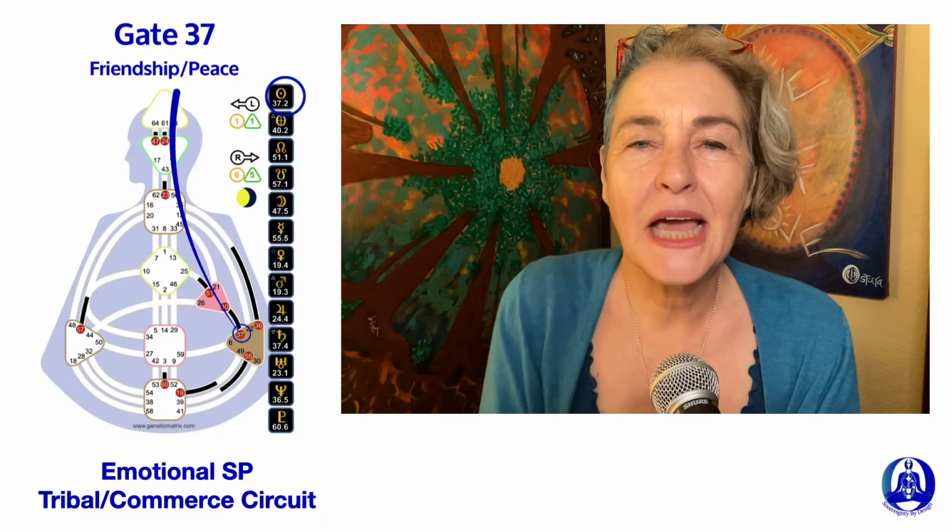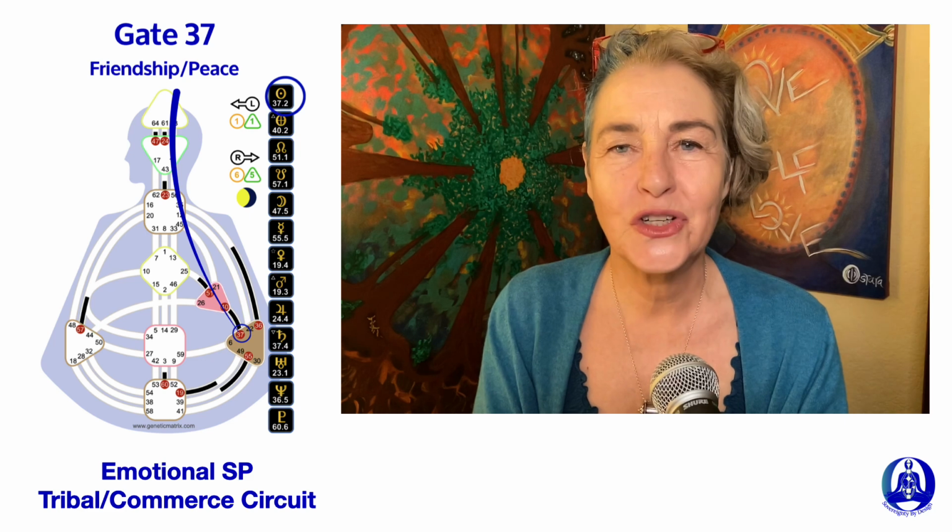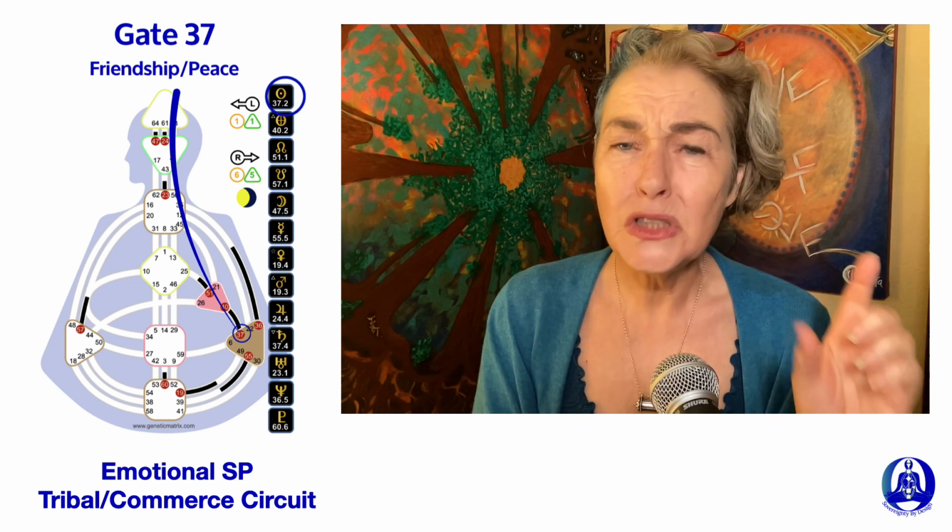So let's take a look at the sun in the gate 37. So the gate 37 is on the emotional solar plexus. You'll see both of the centers are lit up here because of that channel, right? And so it's emotional energy. In traditional human design, it's known as friendship. And in quantum human design, it's known as peace. And so it's a beautiful frequency. It's a frequency of how can we all get along with each other, right? That's what friendship is about, right?